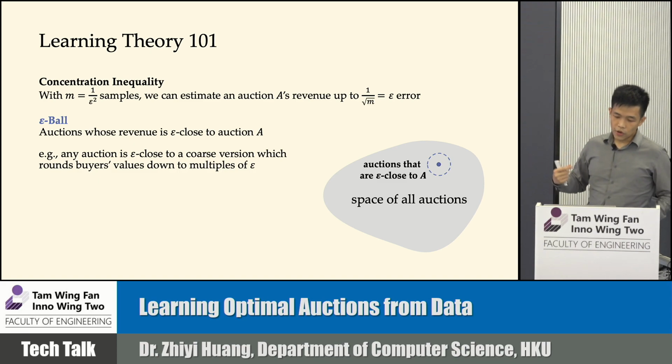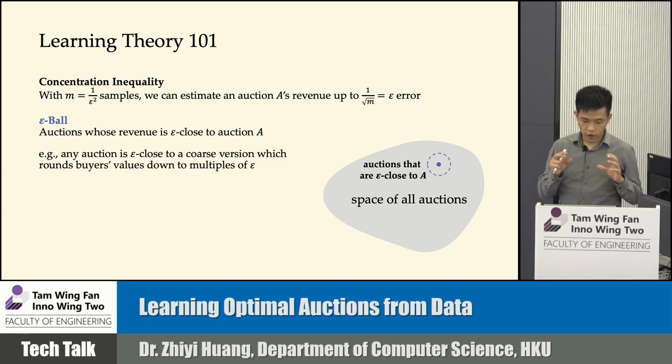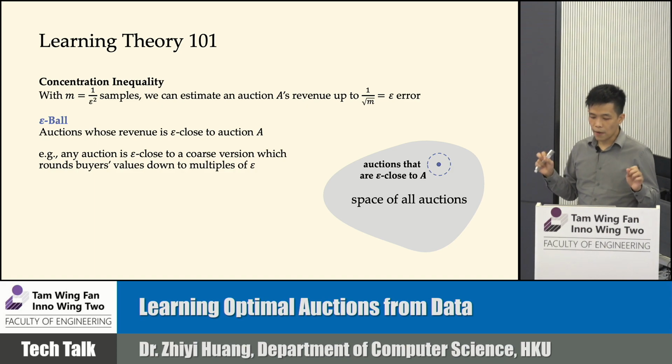For example, if I'm only interested in getting epsilon-optimal revenue, then maybe I don't need very fine-grained information about a bid. I can round all the bids up to multiples of epsilon, and that's still enough. Therefore, every coarse version that first rounds bidders up to multiples of epsilon is also going to cover all the finer-grained auctions that make very detailed treatment of bidders' values. And that's the epsilon ball.